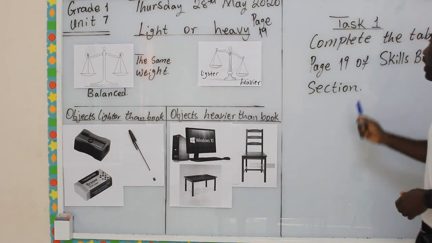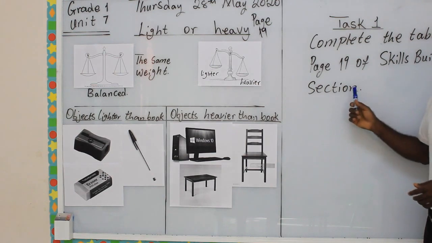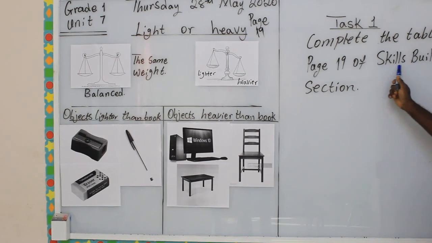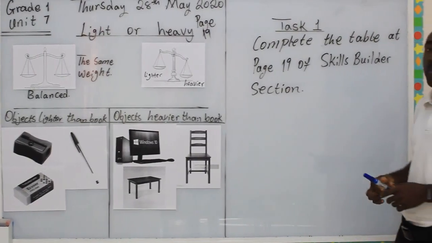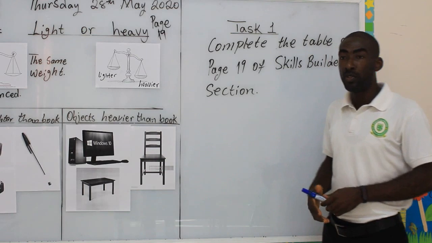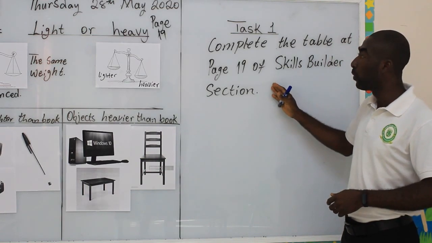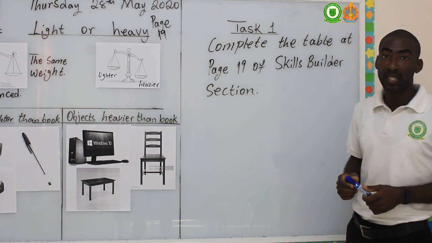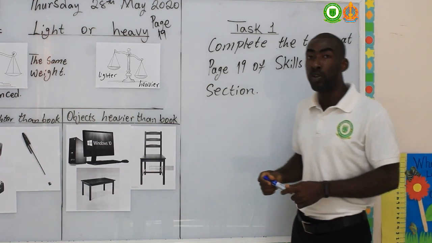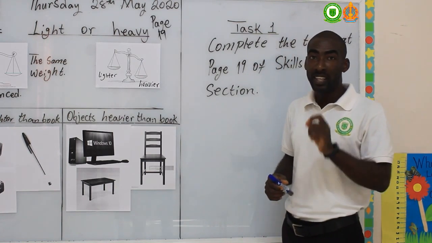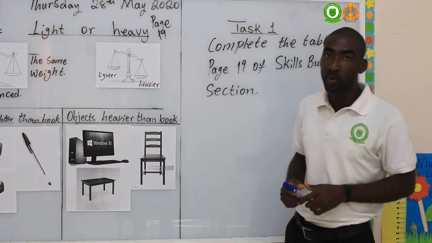Very good. Okay, so in our textbook at page 19 of the skills builder section, we have a table there which is very similar to what we are going through. So I want you to complete the table in your textbook at page 19 at the skills builder section, and then you send for checking. Make sure your drawings are very nice and clean so that you get more points.